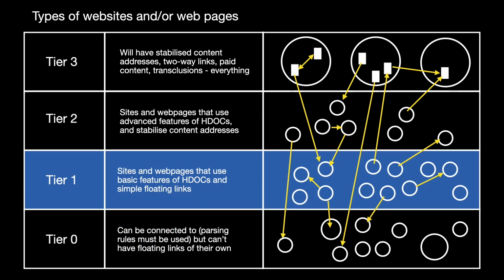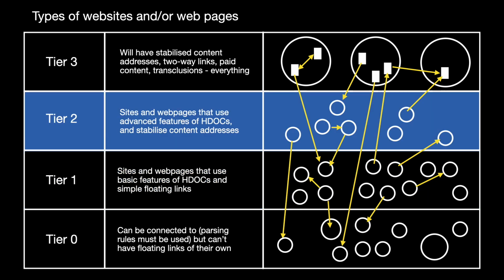A Tier 1 website is a site that supports HDocs with simple floating links. Those links can create visible connections between Tier 1 sites, or between a Tier 1 site and a site from any other tier. These websites are supported by my browser extension. The next two tiers are not supported yet.